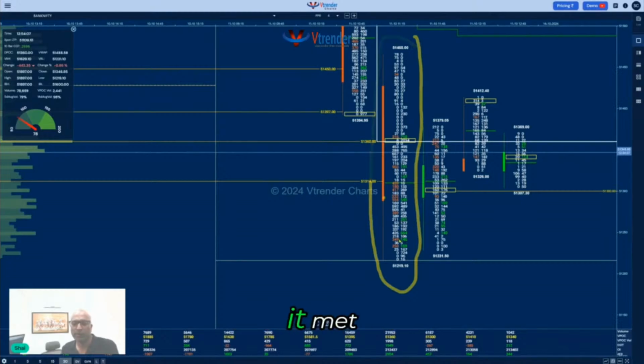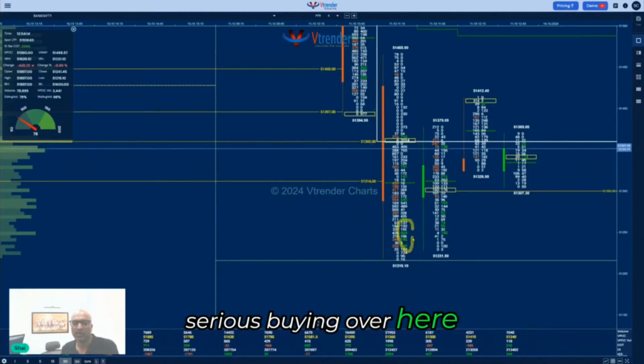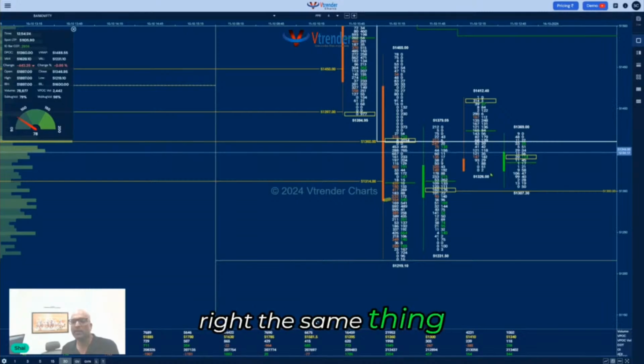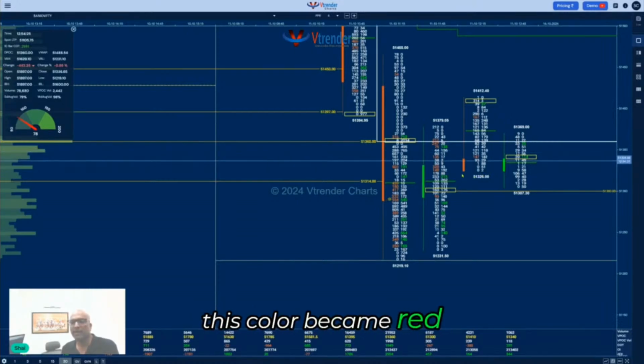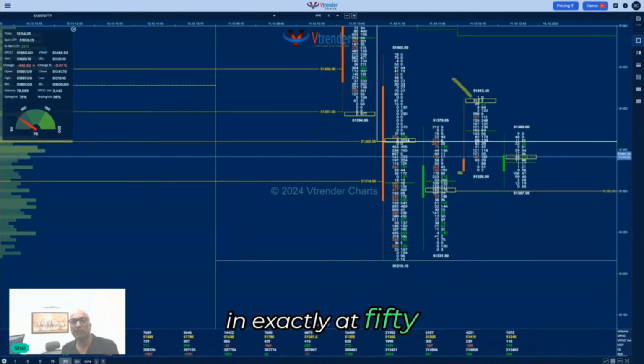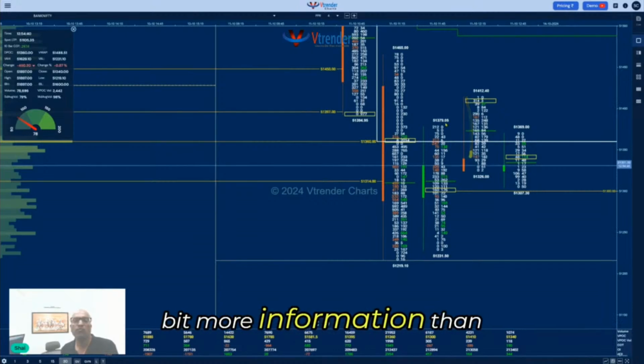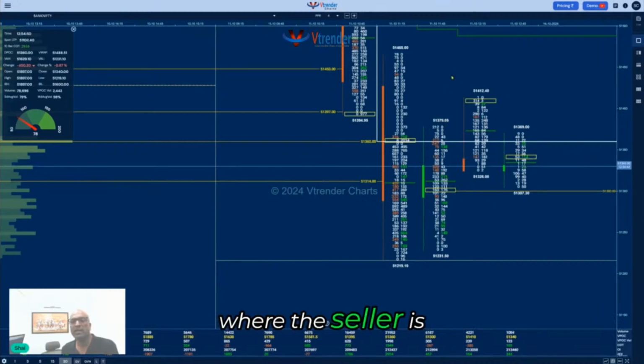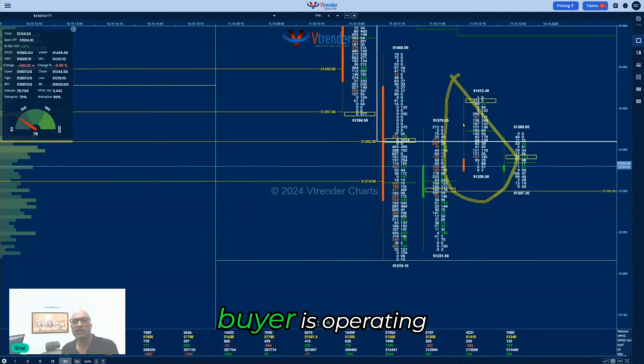Why did it close over here? Because it met a little bit of serious buying over here, and that took it from the lows of 51,219 and placed it right around the 51,275, 280 mark, right? The same thing over here. This color became red because a 314 lot seller came in exactly at 51,412 and pushed this from the high to this close. So you are actually getting a little bit more information than the open, high, low, and close of the bar, and you're seeing the important points where the seller is operating and where the buyer is operating.